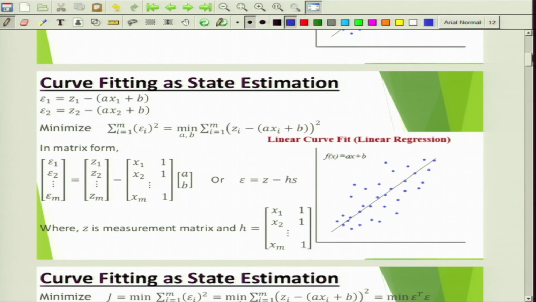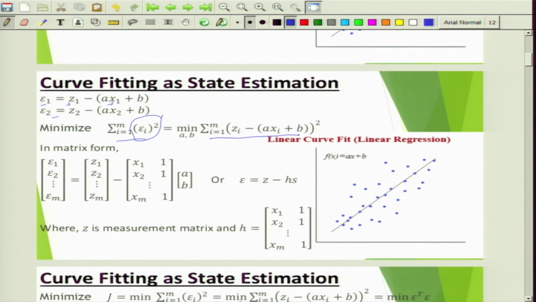So obviously there will be error. The error is the difference between the measured value and the estimated value, which is a function of state variables, right. So E1 is equal to Z1 minus (Ax1 plus B) and E2 is equal to Z2 minus (Ax2 plus B). Now the objective is what? To minimize the error. Because error could be negative or positive, in order to avoid that, what we are doing is taking the error square. So even if there is a negative, we will make it positive. That means minimizing the difference between the actual measurement and the estimated value.